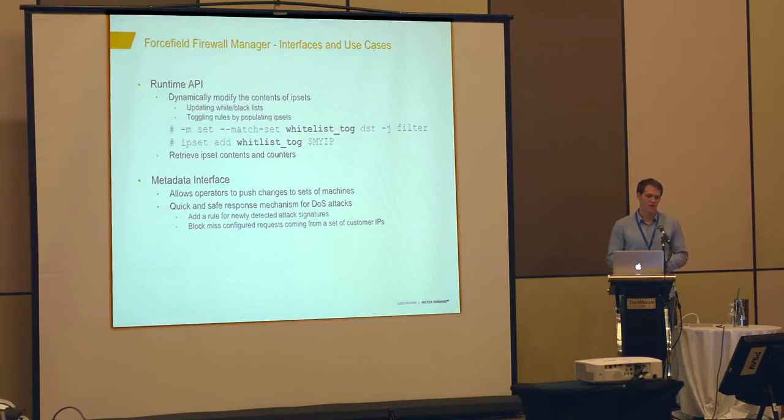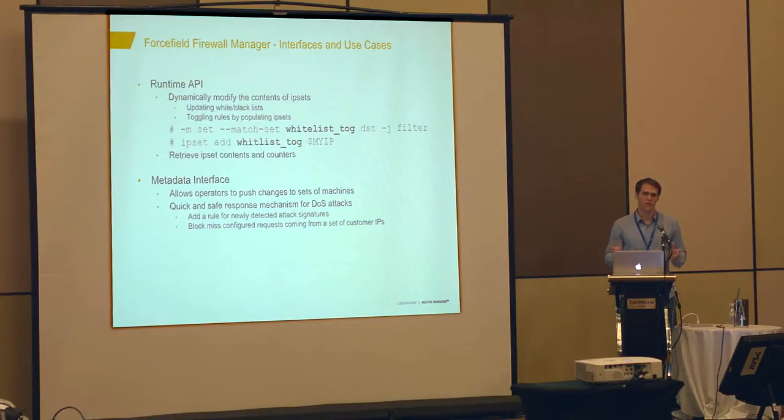For the runtime side, we allow applications to dynamically modify the contents of IP sets. So this is how they can add IPs to an IP set dynamically at runtime. They also use this to toggle IP tables rules. What we found is it's really easy at install time to put all of your rules into IP tables. So you establish what we call a playbook, and then later on, whenever you want to, say your machine is under attack, or you want to enable your rule set, you can toggle an IP set. An example of this would be an IP tables rule that matches on, say, a whitelist toggle set with the destination IP, and it jumps to the chain filter.